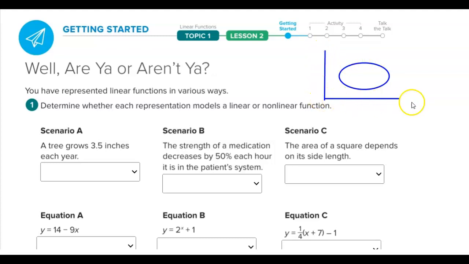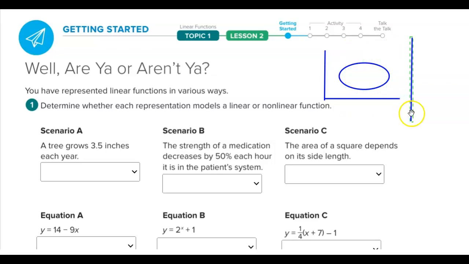There's a graph, there's your coordinate plane, and there is a graph on here of this oval shape. So the way you know that this graph is not showing a function is that it fails the vertical line test. With the vertical line test, what you do is you take a vertical line that's straight up and down, right? And then you see if that line can ever touch the graph more than once at the same time.